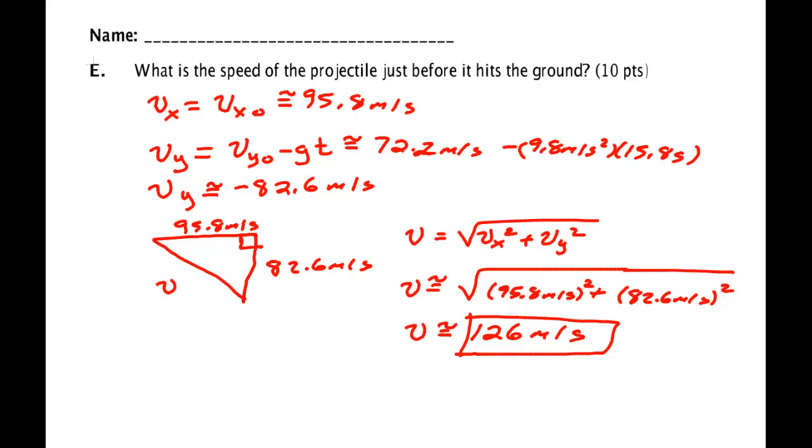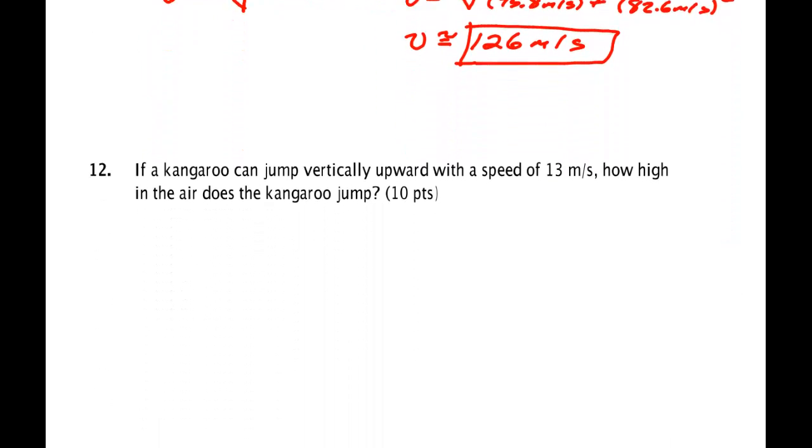Now problem 12 is not nearly as complicated or long a problem. It's just a one-dimensional problem. It says a kangaroo can jump vertically upward with a speed of 13 meters per second. So it goes upward, Vy equals 13 meters per second. That's Vy naught. It goes up from y naught equals 0 meters to some height y. And here Vy is equal to 0 meters per second.